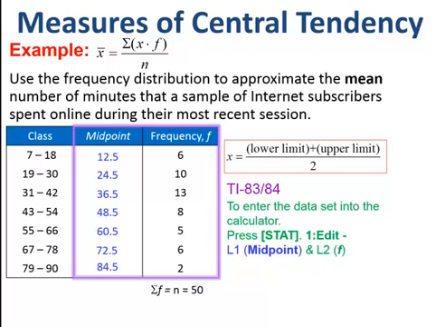Now a key note here is when you're doing frequency distribution and you're trying to find the mean, you always have to put your midpoint value in the L1. Make sure L1 has the midpoint value, and then in L2, you'll put the frequency. L1 will be midpoint, L2 will be your frequency. And then you're going to do that stat calculate and choose number 1, and you're going to do the calculation. So in this case, the mean for this frequency distribution would be 41.8 minutes.